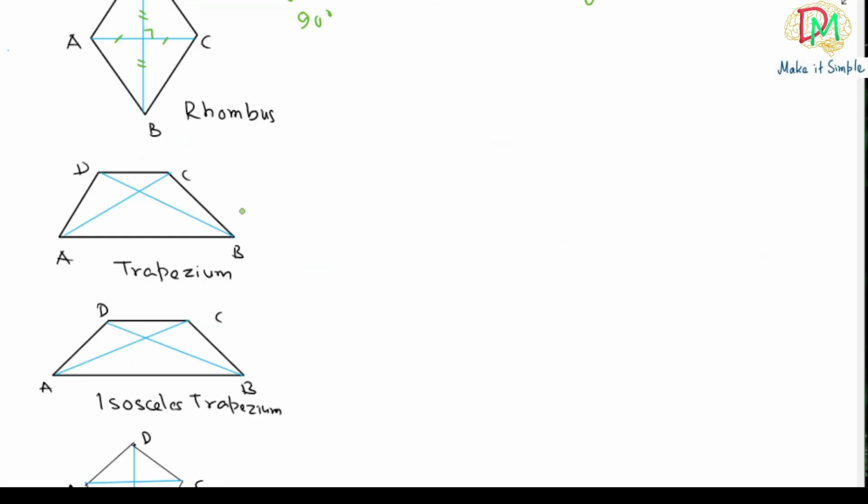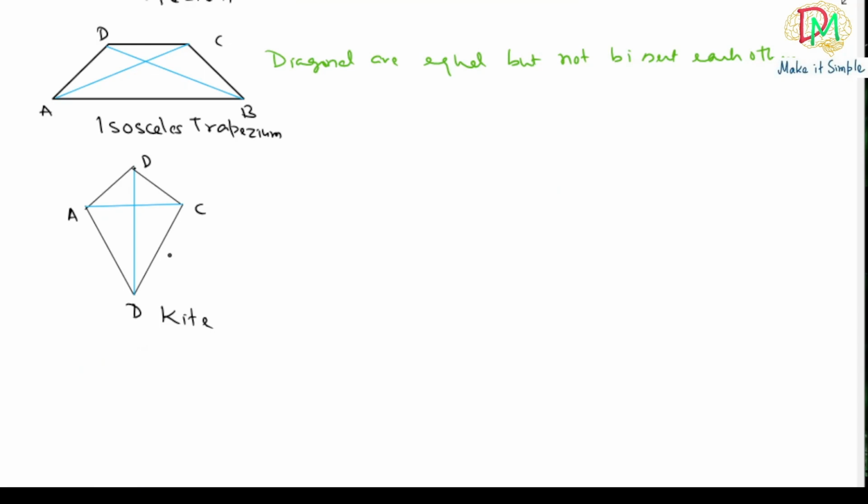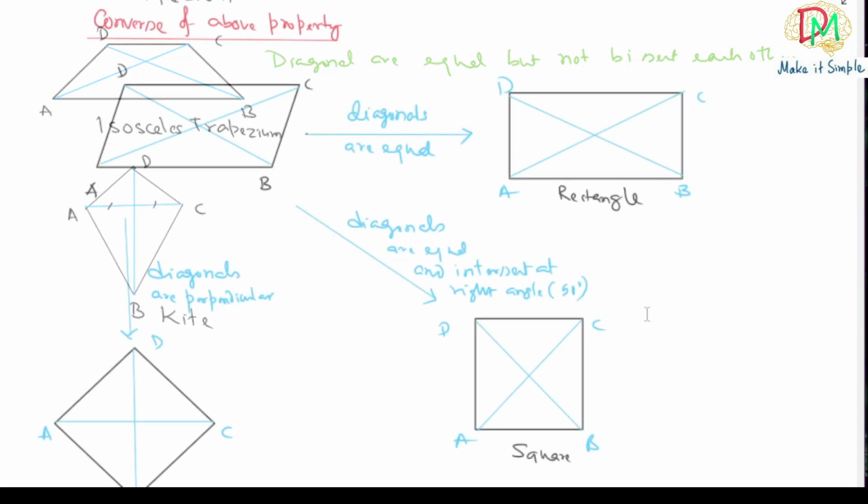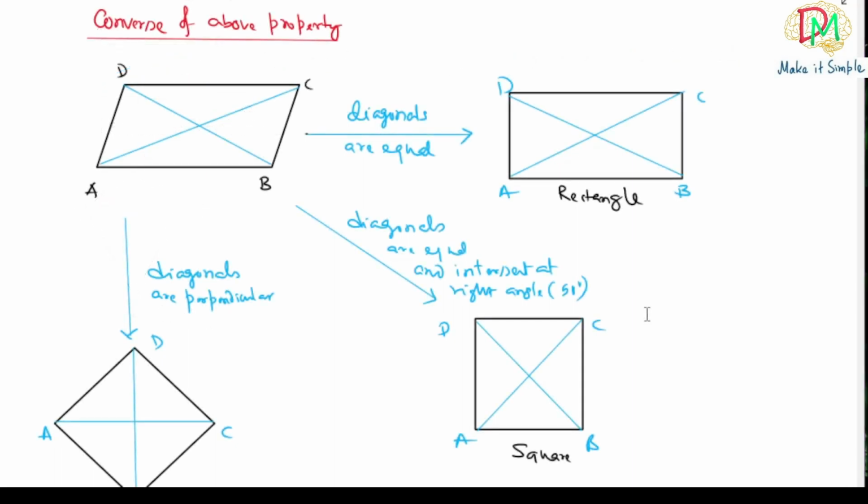For the trapezium, diagonals are not equal and also do not bisect. But for the isosceles trapezium, the diagonals are equal but do not bisect each other. For the kite figure, the diagonals are not equal, but the longer diagonal, here in this example BD, bisects the shorter diagonal AC. We can mark here, these two are equal. So you can write. Now we learn the converse of the above property.